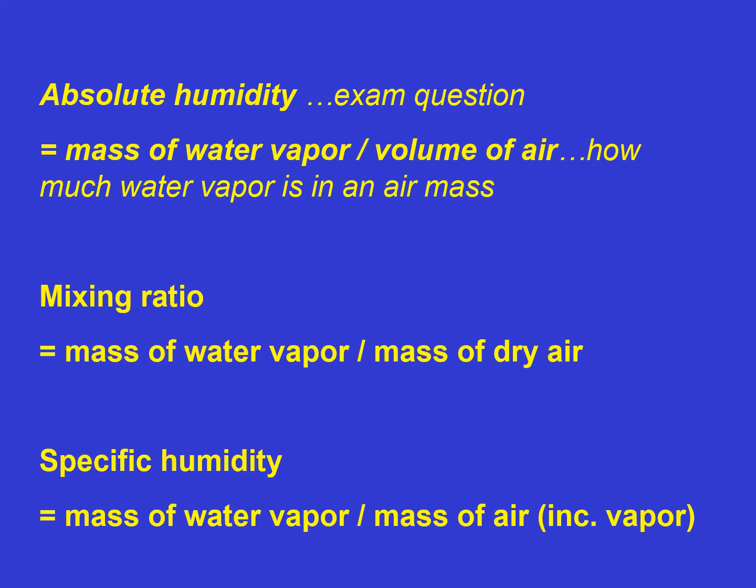Okay, so absolute humidity, definitely an exam question. It is basically the mass of water vapor in a given volume of air, or how much water vapor is in an air mass. Mixing ratio and specific humidity, we are going to leave those alone. This is an introductory class. Of course, you guys, you have access to the e-text, hopefully, and you always have access to the NOAA website or the National Weather Service website anytime you want to further explore different topics that we only briefly touch on in class.